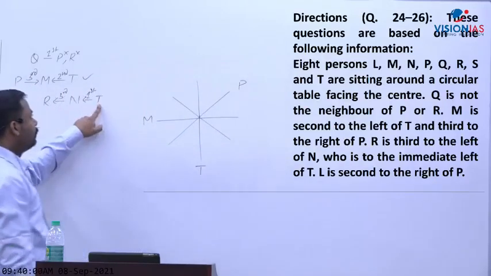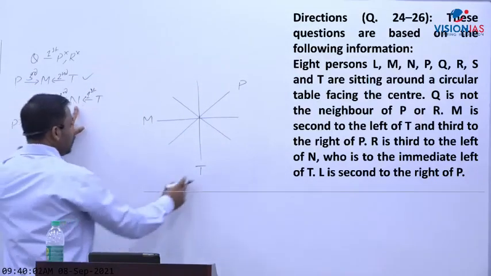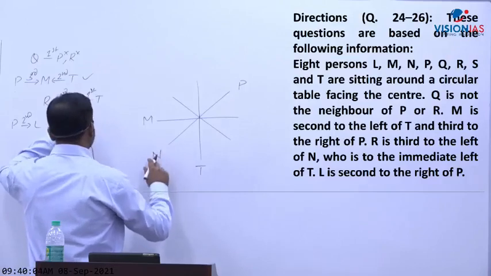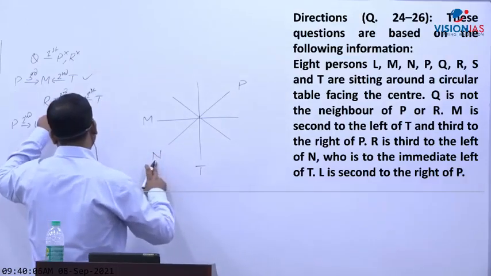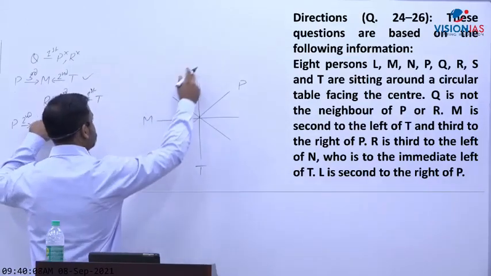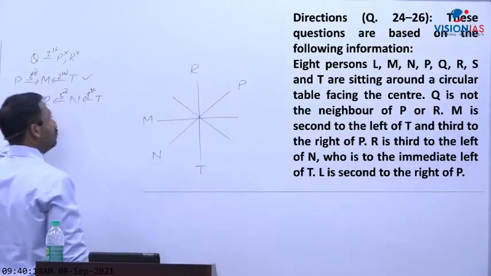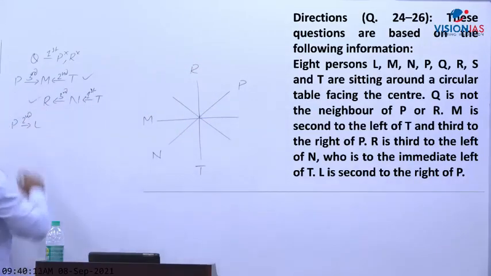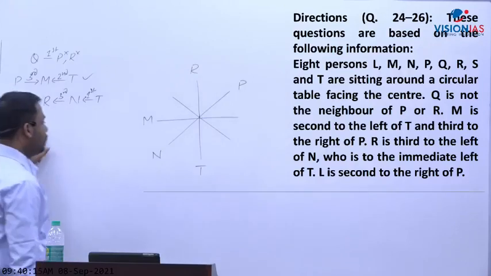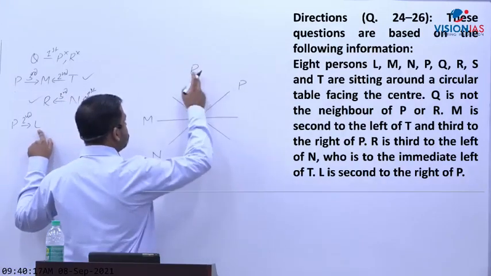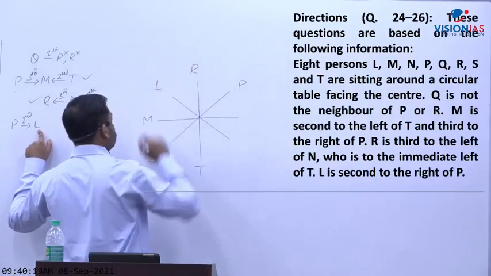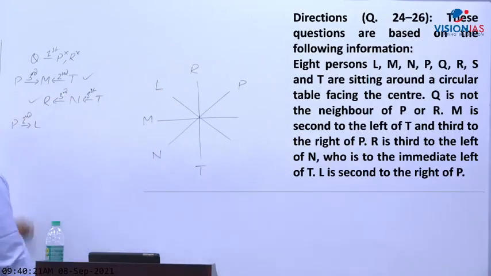Now come to second information. On the left hand side of T, N is there. And from N, on the left hand side at third place, R is there. So, R is here. Now on the right hand side of P, at second position, L is there.